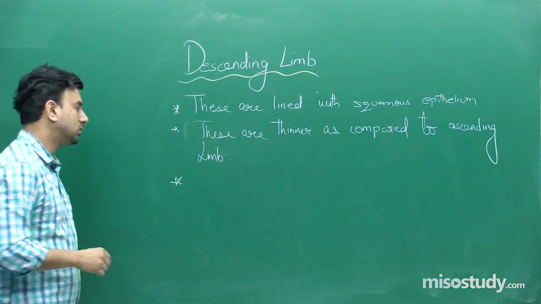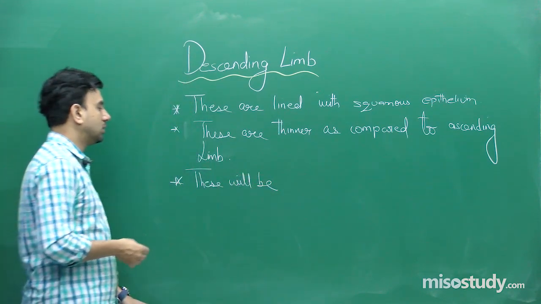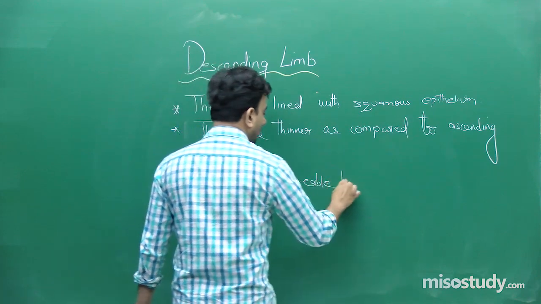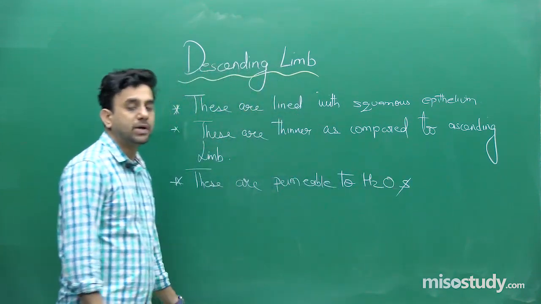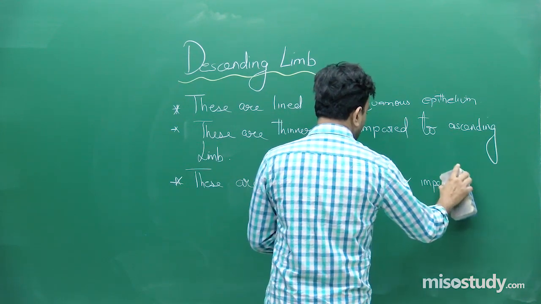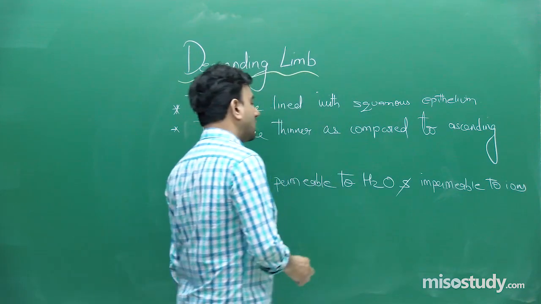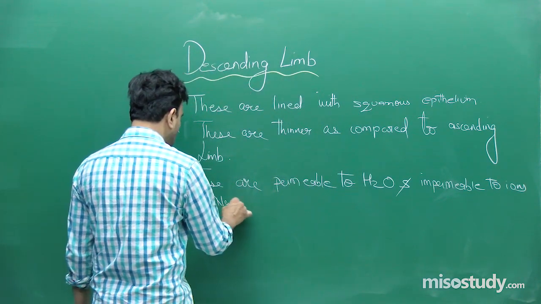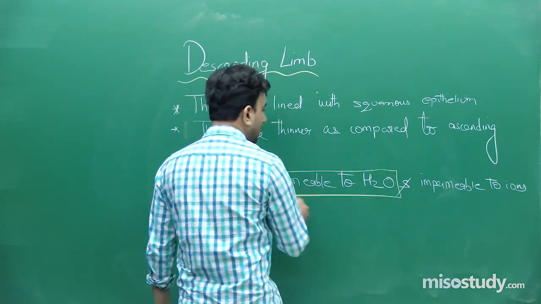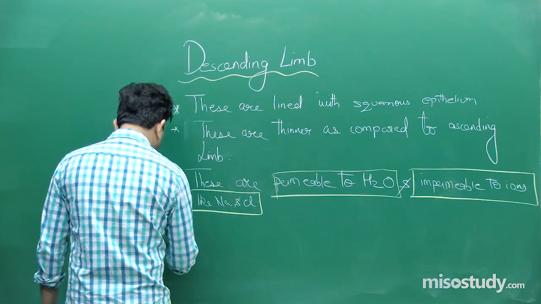And then thirdly, these are permeable to water and impermeable to ions like sodium and chlorine. Then we can talk about the ascending limb.